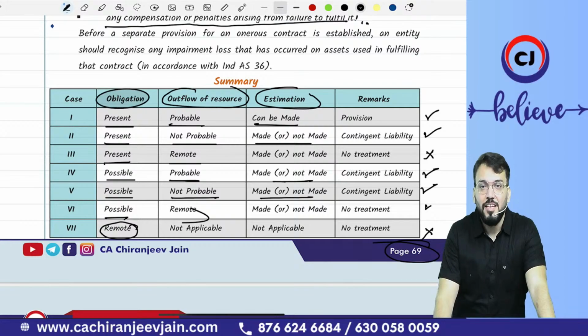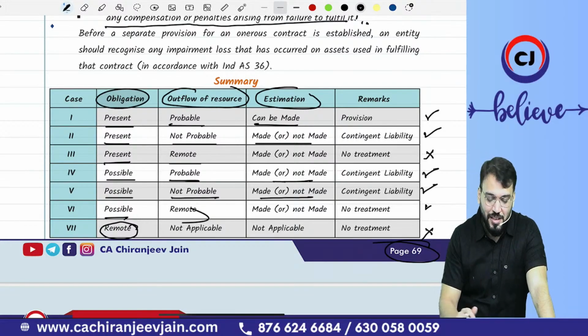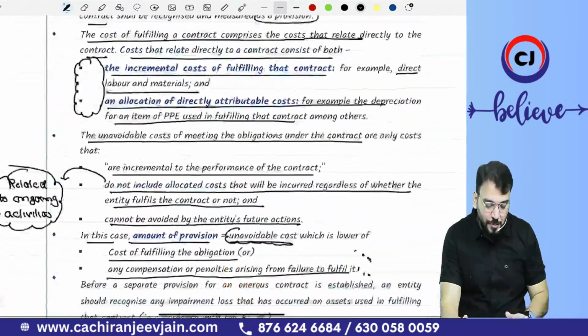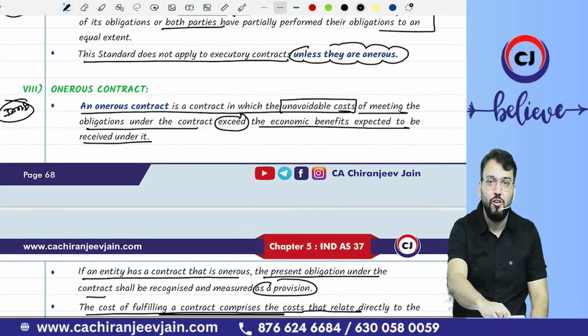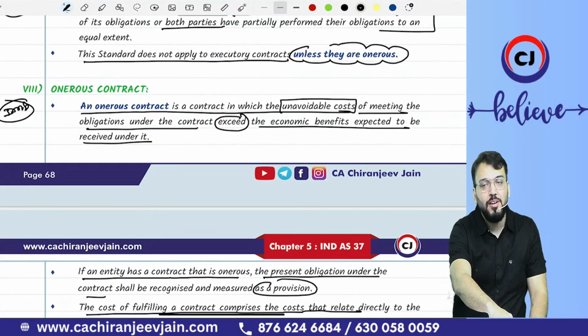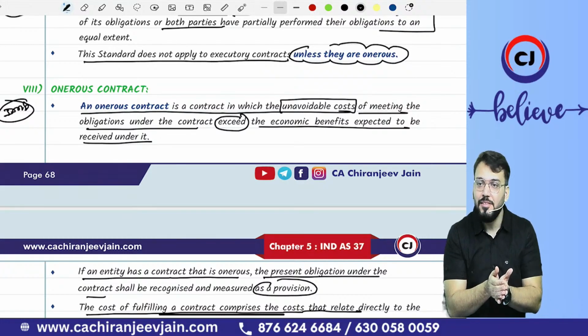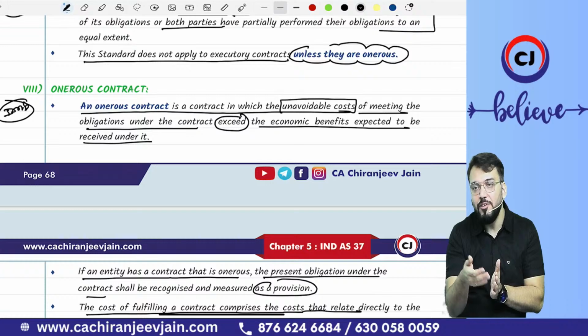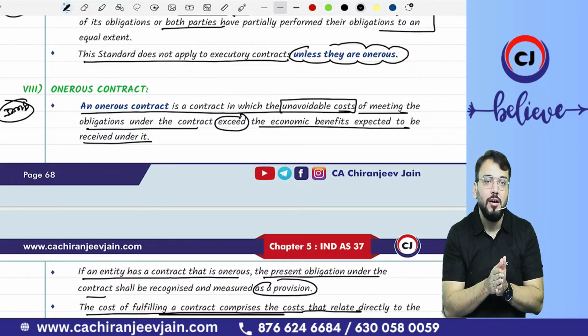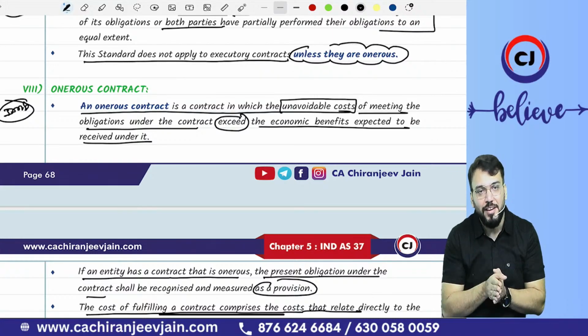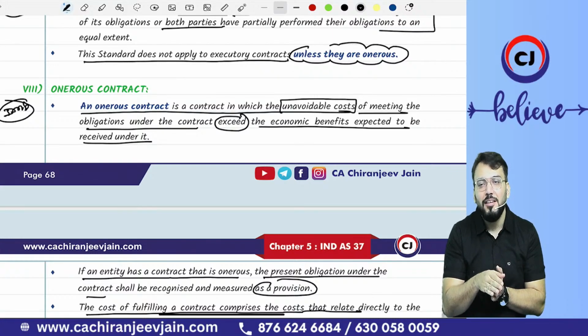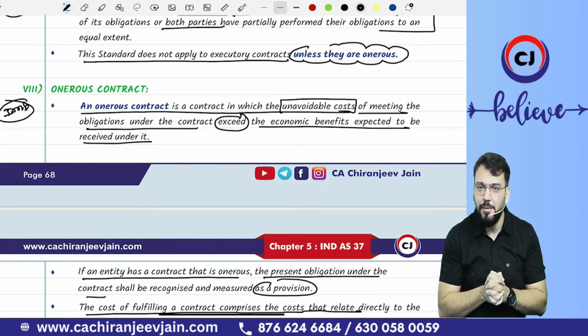Now, can we start once again, everyone? Before the break, we were discussing onerous contracts. I hope you have understood onerous contracts. Whenever an executory contract becomes onerous, Ind AS 37 will be applicable, and we have to create a provision for the unavoidable cost, which will be the lower of the cost of fulfilling the contract or any penalty or compensation payable.